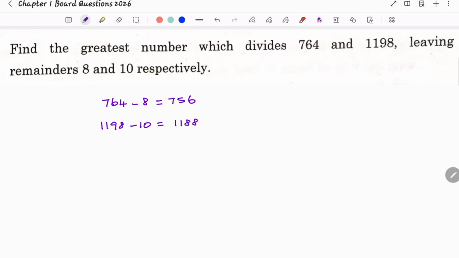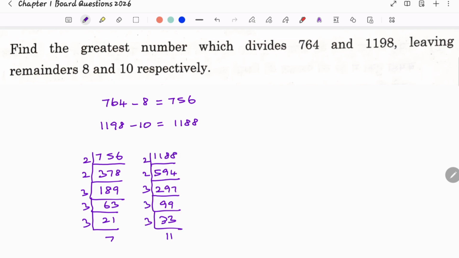Okay, so to find the HCF, first find the prime factors of the given numbers. So start with 756. Okay, next number 1188. So prime factors of 756 equal 2 square into 3 power 3 into 7. Prime factors of 1188 is 2 square into 3 power 3 into 11. Now find the HCF of these two.